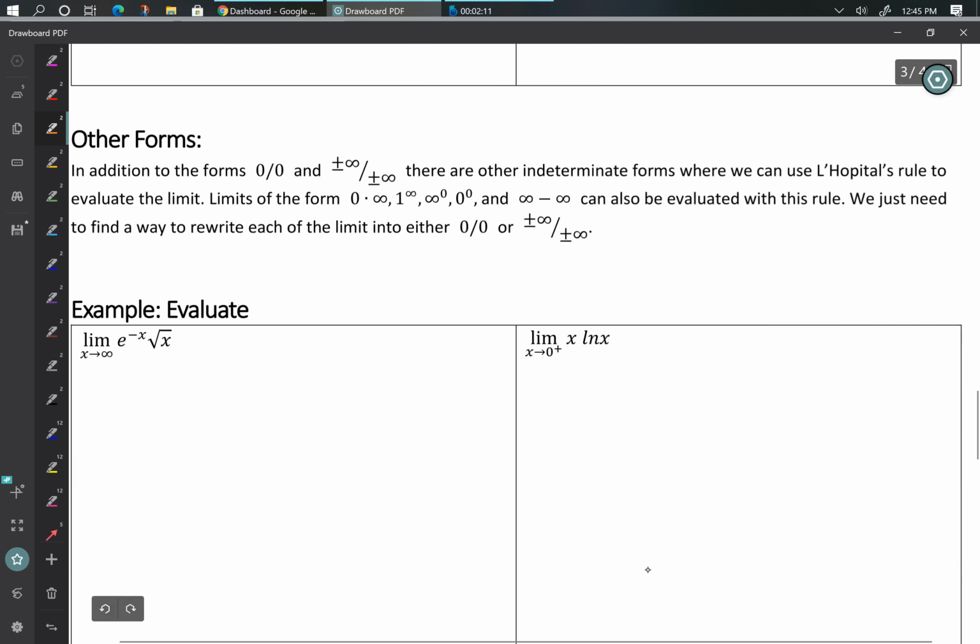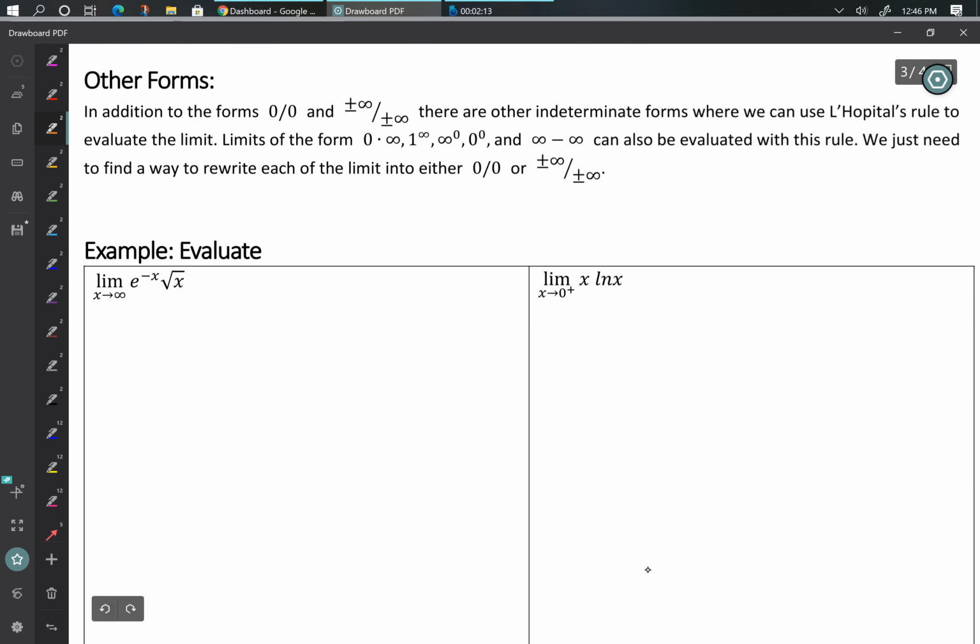All right. L'Hopital's rule can actually be used for other forms. It can be used to evaluate limits of the form 0 times infinity, 1 to the infinity, infinity to the 0, 0 to the 0, and infinity minus infinity, if we can find a way to rewrite them algebraically so that they work out to be 0 divided by 0, infinity divided by infinity.